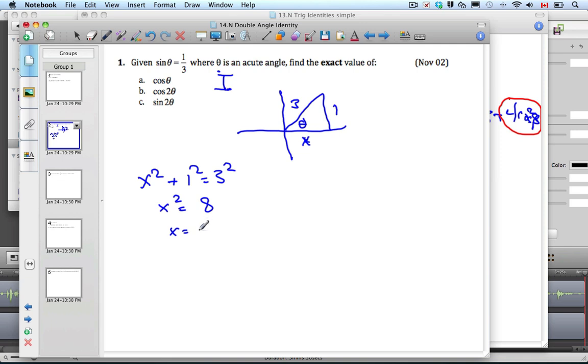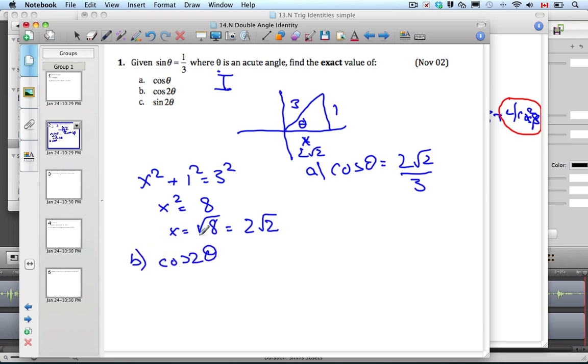Taking the square root, we get plus or minus, but this time we can just say positive. The square root of 8 is 2 root 2. So this distance is 2 root 2, and cosine of theta is adjacent over hypotenuse. Easy enough.